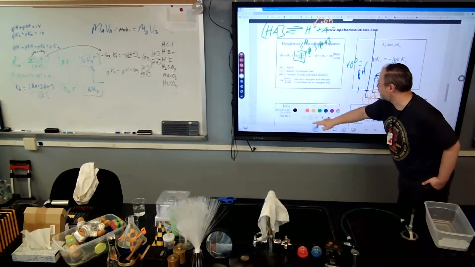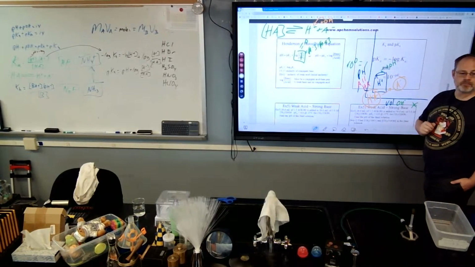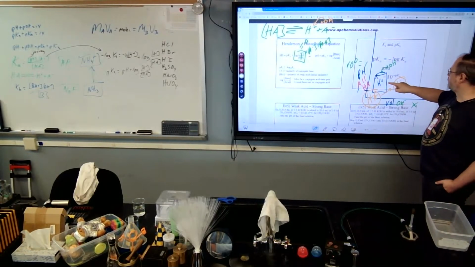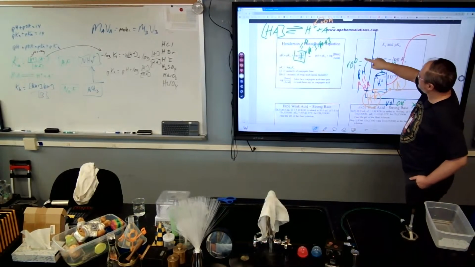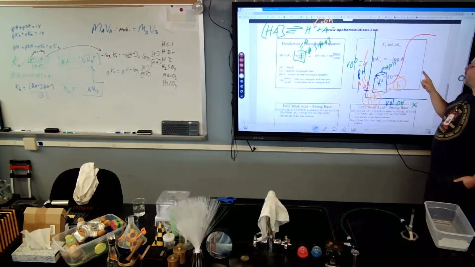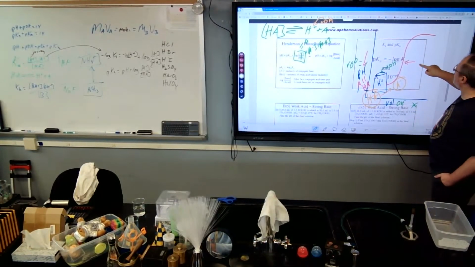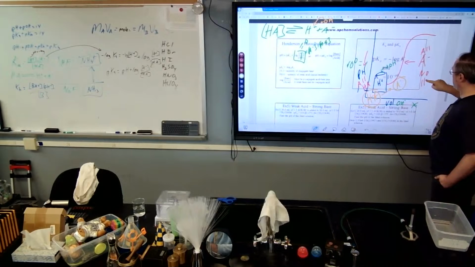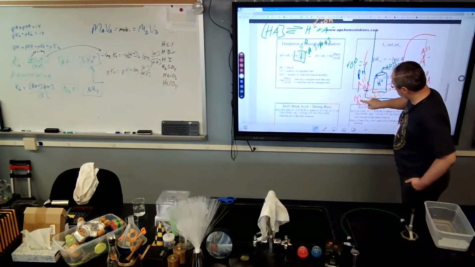So if you looked at it, down here I have all HA. And it's going to react. It's going to make a curve that looks like this. It looks like this because you're graphing a logarithm. This is a logarithmic curve. At this point, right in the middle, you have all A minus and no HA. Down here, you have all HA and no A minus.